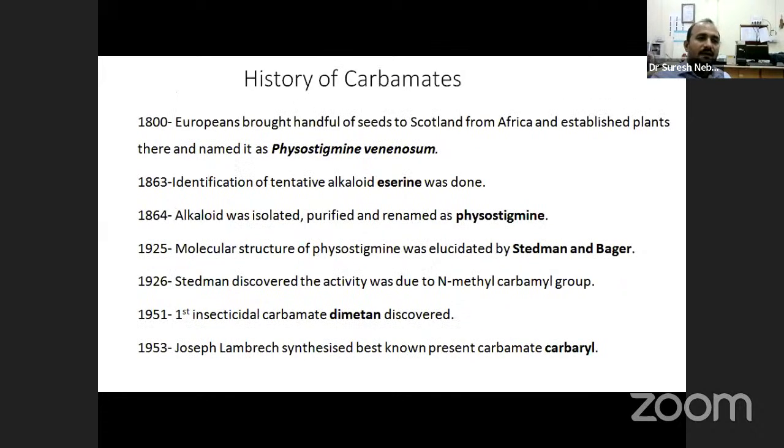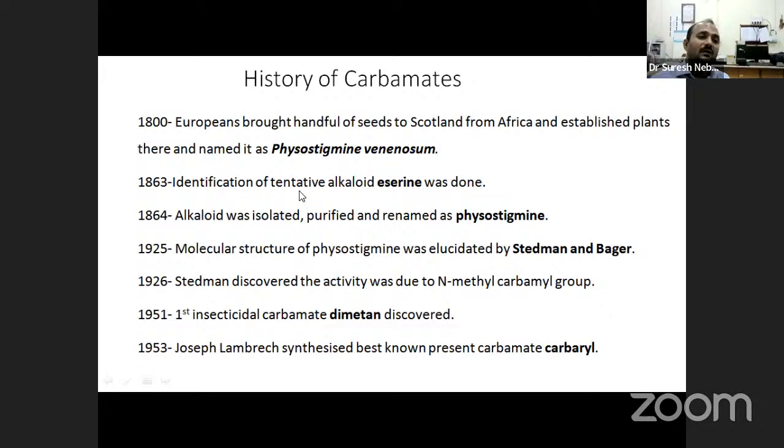So some history of carbamates I have given here. It was identified first. The story started from a plant from Scotland. There was one Egbo society in Africa. From that society, this history of carbamate started. They were using that plant for poisoning a person.